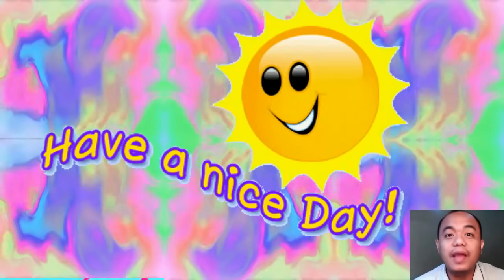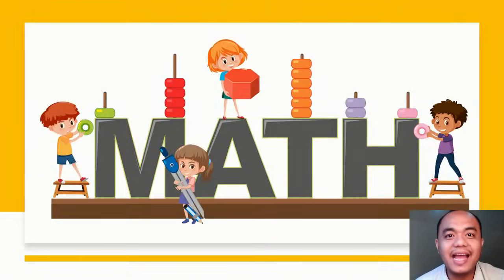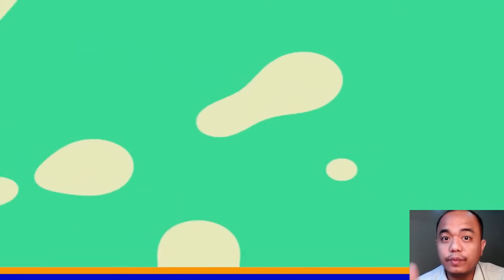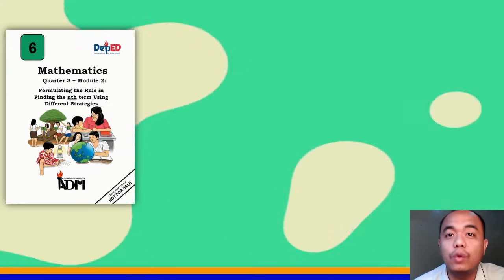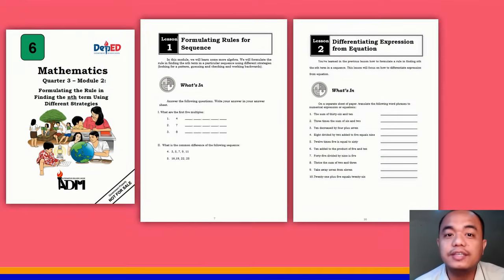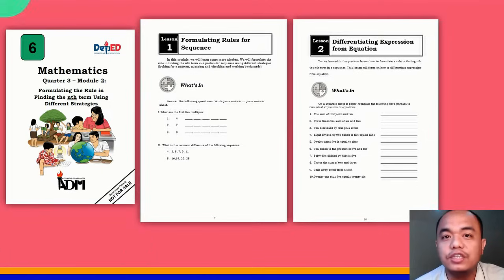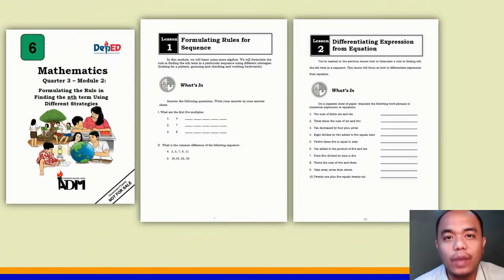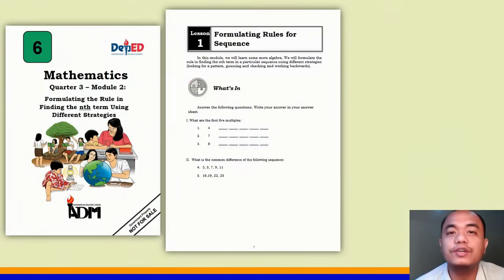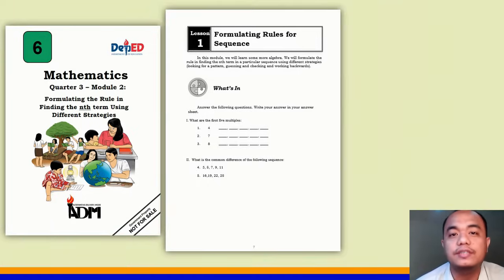How are you? I hope everybody is fine and safe. It's mathematics time! For week 2 of quarter 3 in your Mathematics 6, we will discuss your module 2. This module 2 comprises 2 lessons. Lesson 1 is all about formulating rules for sequence, and lesson 2 is differentiating expression from equation. Are you excited to learn these lessons? Let us discuss first your lesson 1, which is all about formulating rules for sequence.